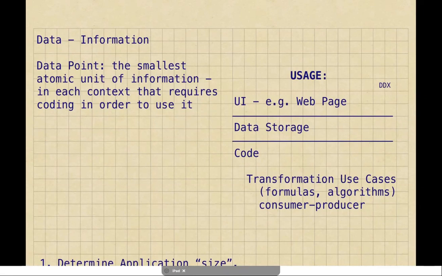In today's lesson, we're going to be talking about data information. It's a foundational concept, obviously, to software engineering. And specifically, we're going to be introducing a topic that some people may not be familiar with called data points.